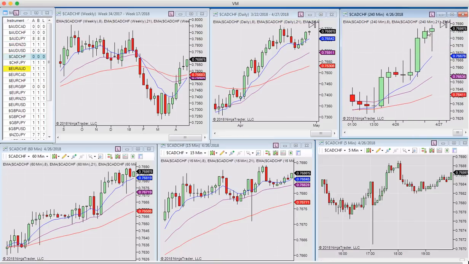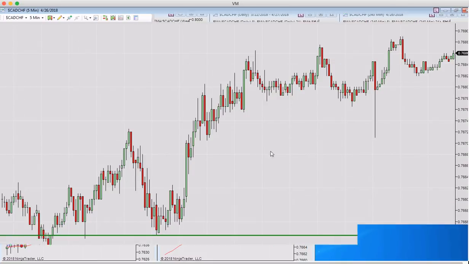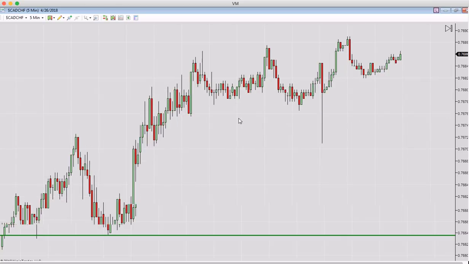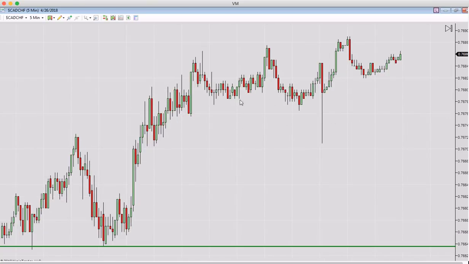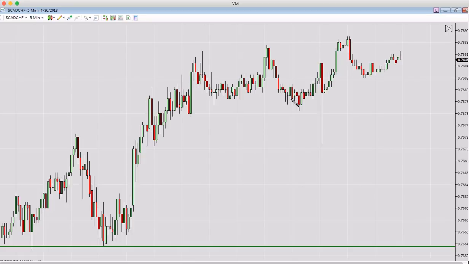This is a little overextended from the moving average. There are better risk points around here and around here, but not terrible either. So what would I look to trade this market? To be honest, I already would have entered that line. I would have already entered this market probably at this point here. I would be very comfortable entering the market at this point here.